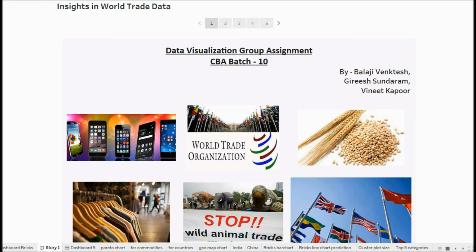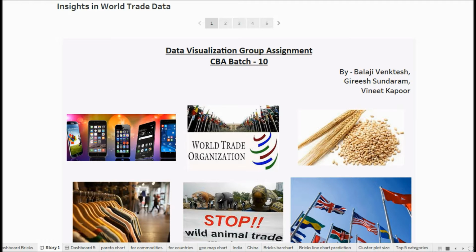Today I am going to present a data visualization group assignment from CBA batch 10. My group mates are Balaji Venkatesh and Girish Sundar. We all have worked on this group assignment report and we have worked on world trade data. This trade data we collected from the Kaggle website and we worked on that data.